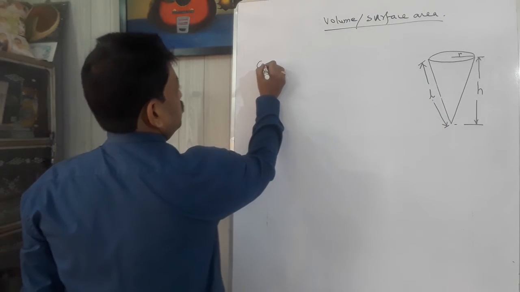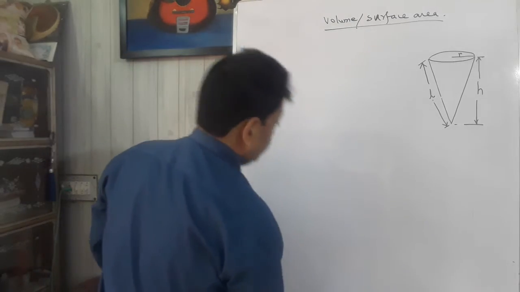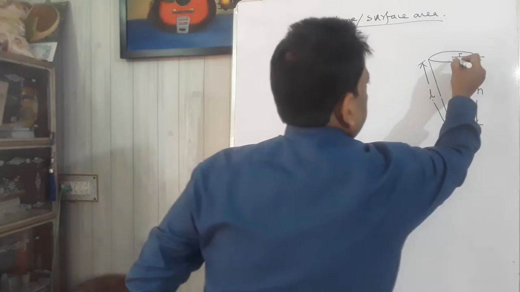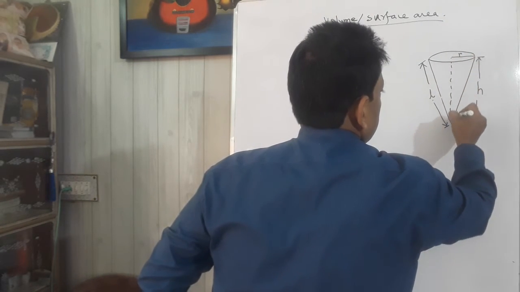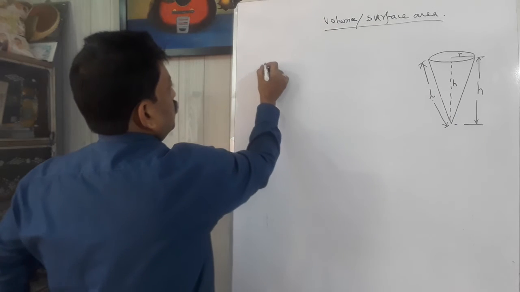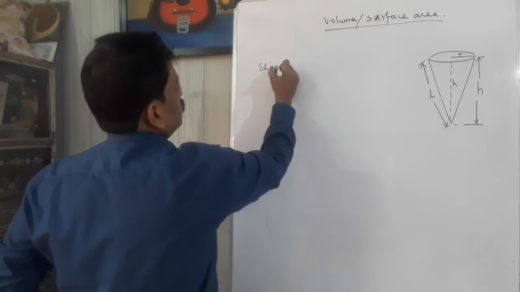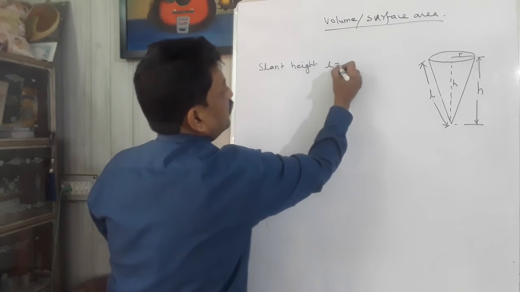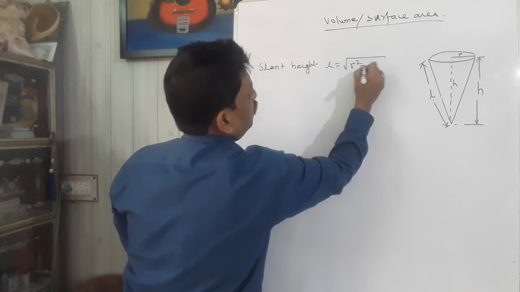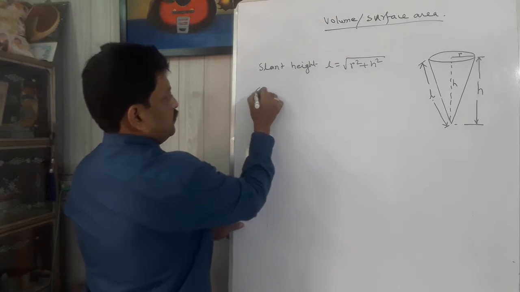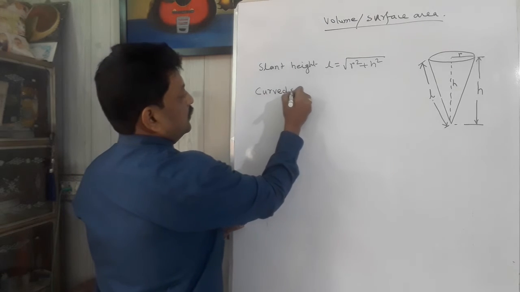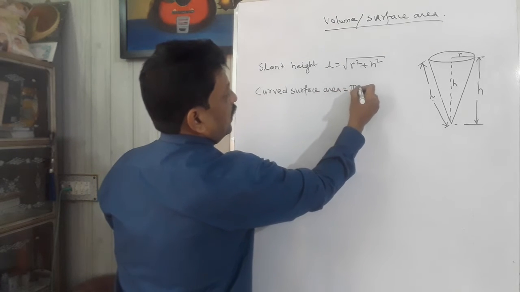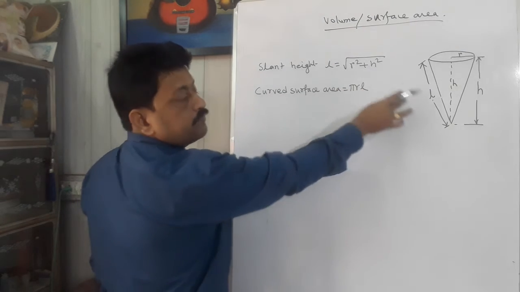So for the curved surface, first of all, I have to find the slant height. If the radius is r and the height is h, this is the height, this is h. So the slant height L is given by the formula root over r square plus h square. So curved surface area is equal to pi r L. L means the slant height.